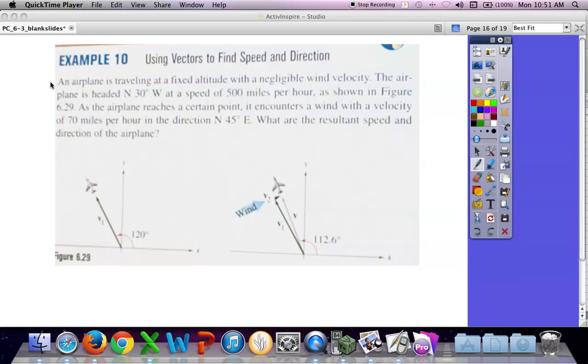Here's the picture. An airplane is traveling at a fixed altitude with negligible wind velocity. The airplane is headed north 30 degrees west. What does that sound like? It's a bearing, right? It's the reason why we did bearing when we did. So if it's going north 30 degrees west, then the direction angle with the positive x-axis is 120. It's 90 to here, and 30 degrees past 90. It's flying at 500 miles per hour, so that tells us that the magnitude of that vector is 500.